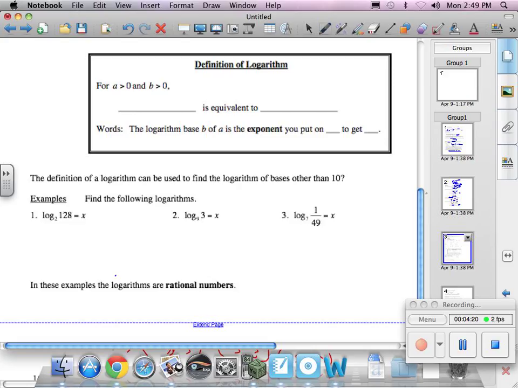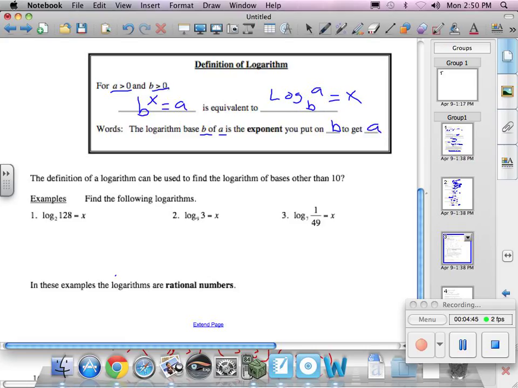So if b raised to some power equals a, for all a greater than 0 and b greater than 0, then that's equivalent to log base b of a being that exponent. In other words, the logarithm base b of a is the exponent you put on b to get a. The definition of logarithm can be used to find the logarithm of bases other than 10.